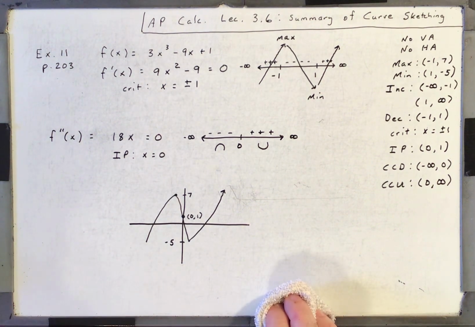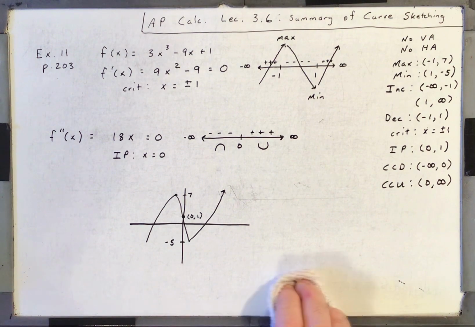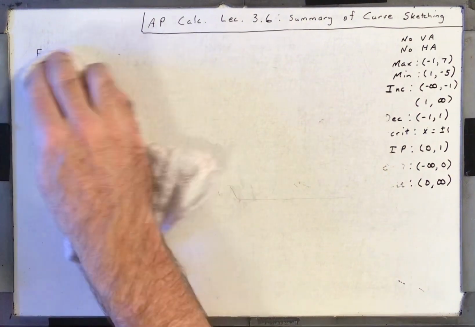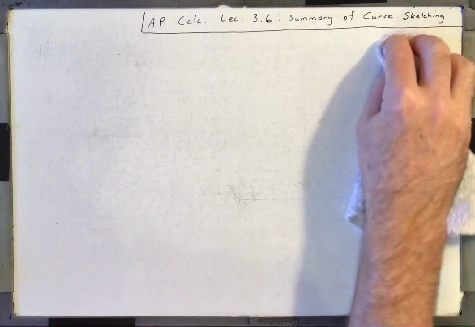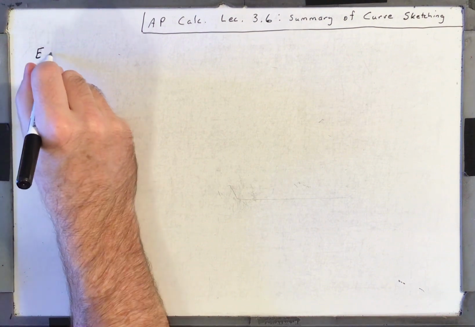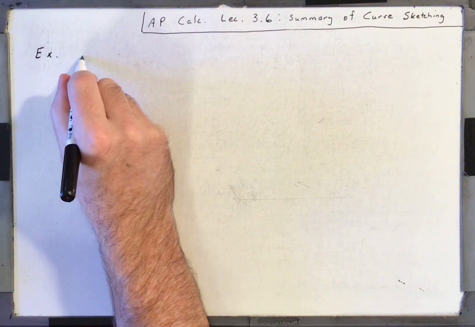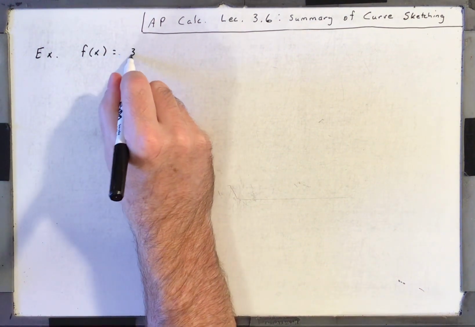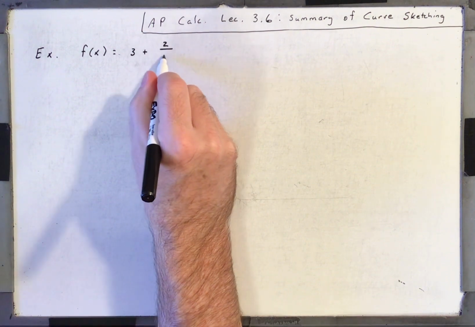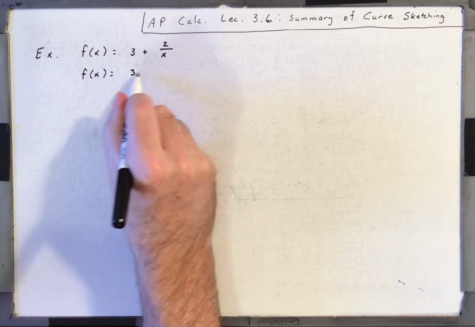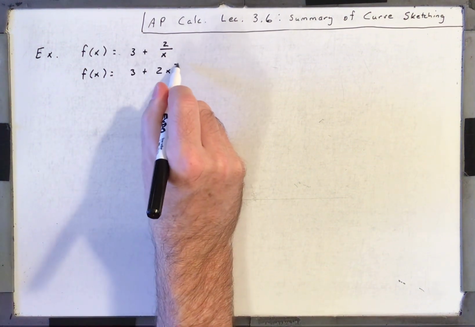All right, let's do one that's got some asymptotes in it, okay? One that's a little bit different. Okay, our next example is not from the book, but we have f of x equal to 3 plus 2 over x. So I'm going to rewrite that as f of x equal to 3 plus 2x to the minus 1.